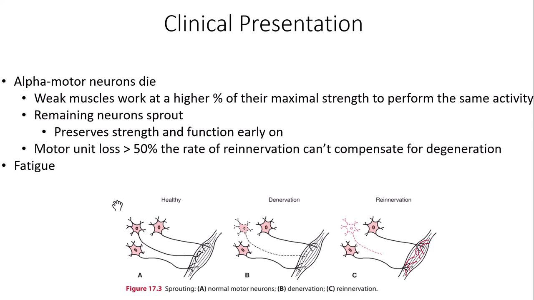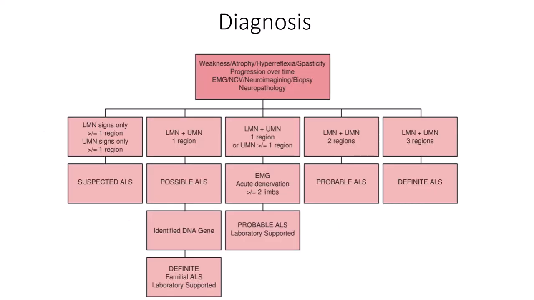To be diagnosed with ALS, a patient has to present with weakness or atrophy. So weakness can be upper motor neuron or lower motor neuron symptoms. Atrophy, think lower motor neuron. Hyperreflexia and spasticity, hopefully at this point you're thinking upper motor neuron. Okay, and all these symptoms have to progress over time.